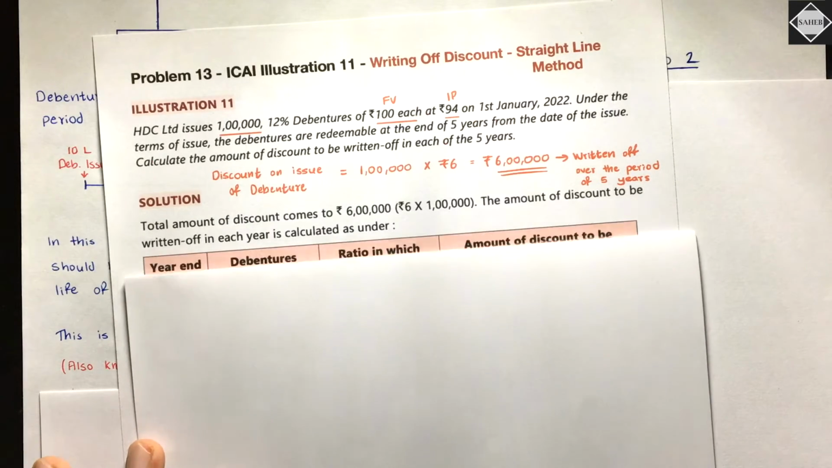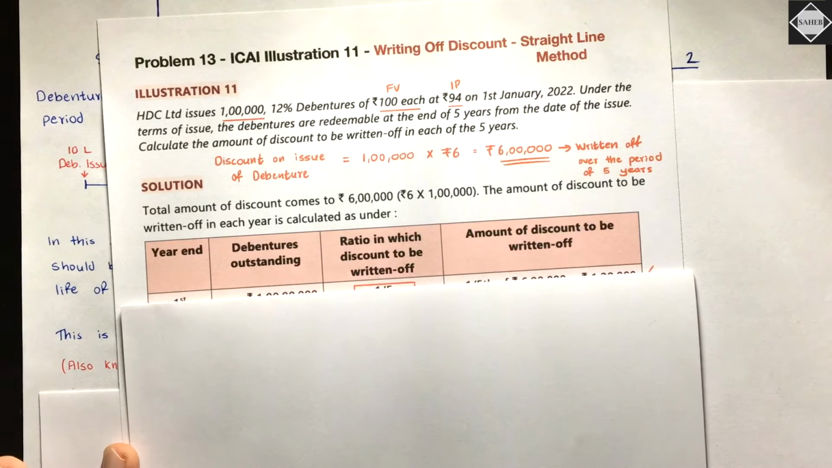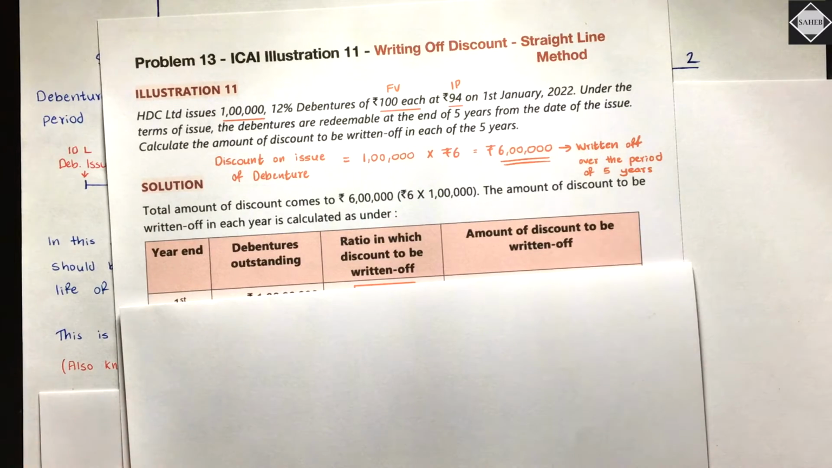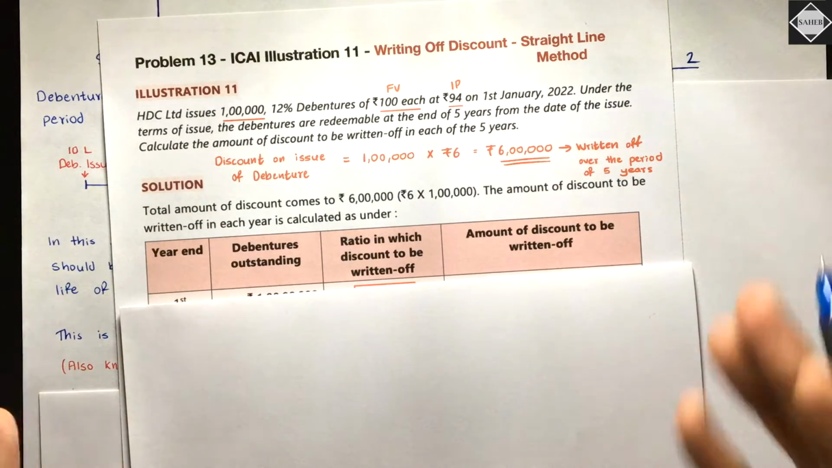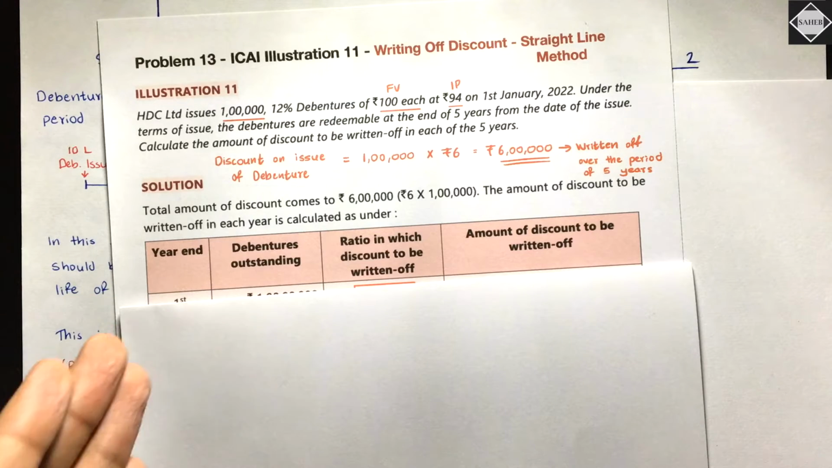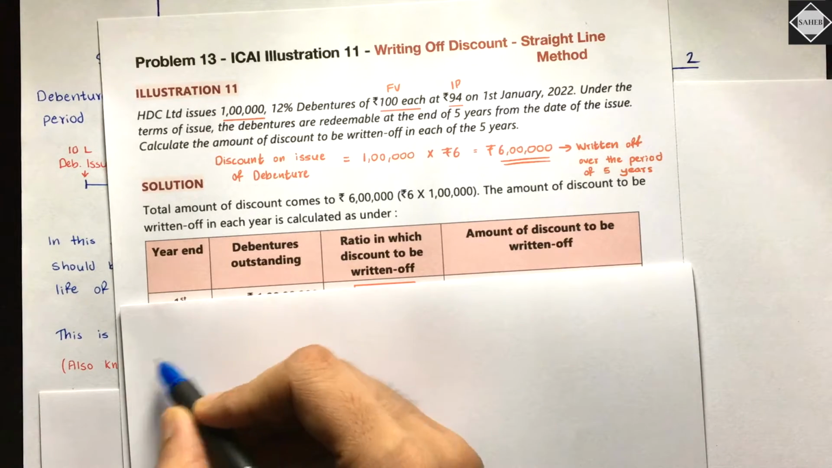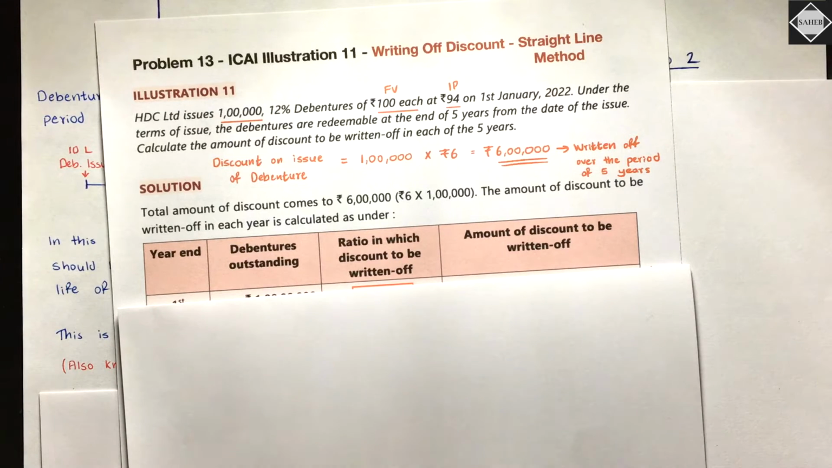See here, we'll just make this table. Year, debenture outstanding, ratio in which discount to be written off, and then amount of discount to be written off. You already know all these things. It's really simple. In straight line method we just distribute equally. Year end means what? At the end of the first year, second year, third year, fourth year, fifth year, right? 1 2 3 4 5 also you can write, or 2022, 23, 24, 25, 26. 5 years you have to write.